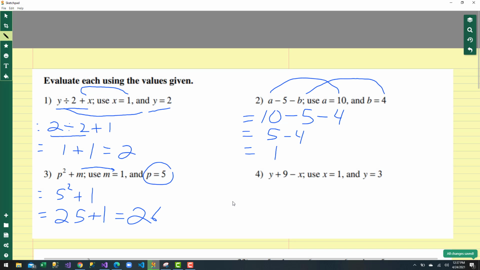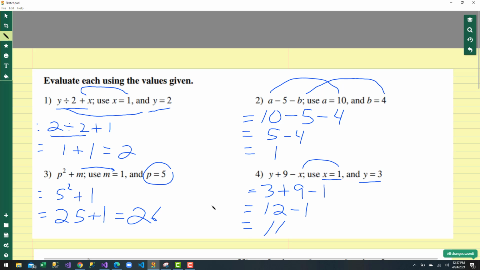Okay, 26. Problem number 4. I'm going to replace y with 3 and x with 1. So y is equal to 3, so I just substitute it in. All right, plus 9, I copy the rest of it, minus x, which is 1 here. Perfect. Apply PEMDAS now. 3 plus 9 is 12, minus 1. And finally, subtraction, 12 minus 1 is equal to 11.